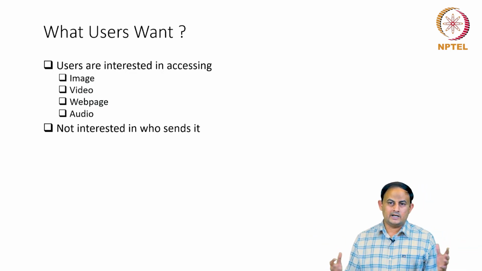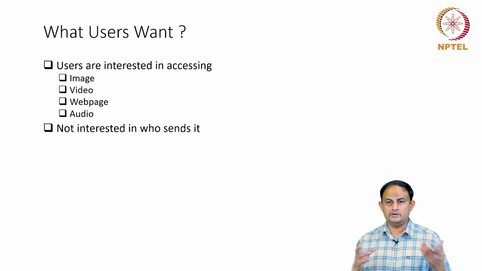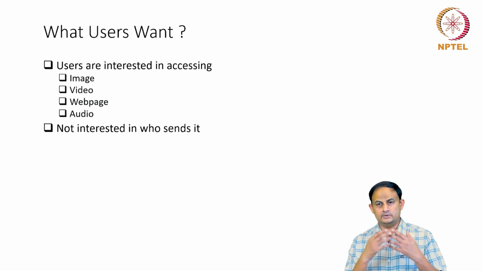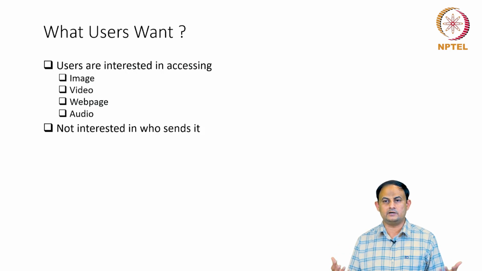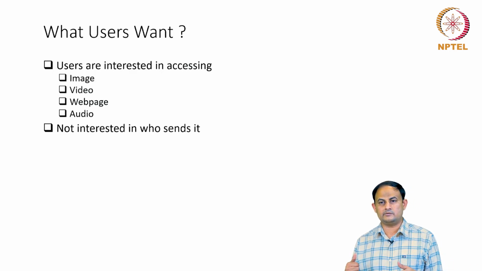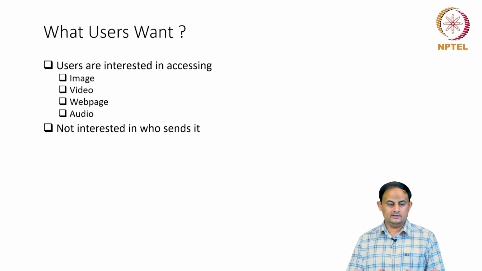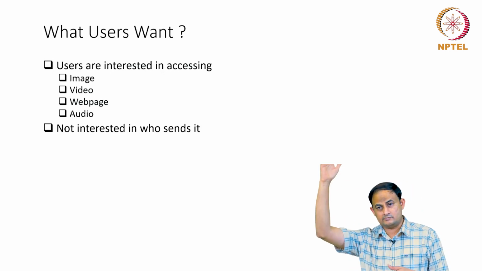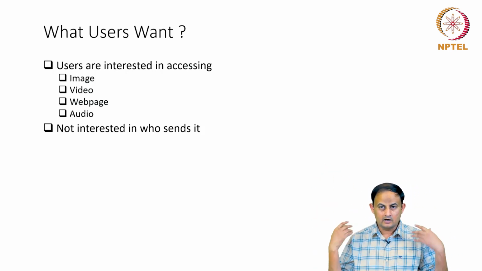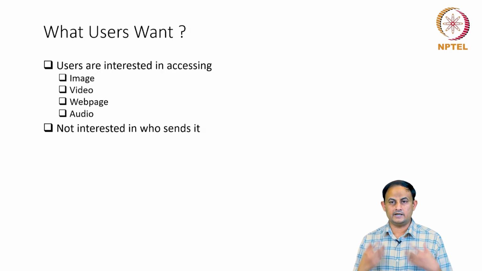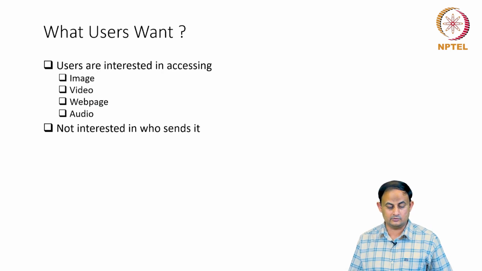When I'm watching a video clip of a particular sports event, some 2 minute video content, I'm not at all interested in whether the guy sitting next to me on the left hand side gives me that video, or the guy sitting to my right is giving that content, or it is coming from someone 1,000 miles away. All that I am interested in is getting the content I want to watch at this point of time.